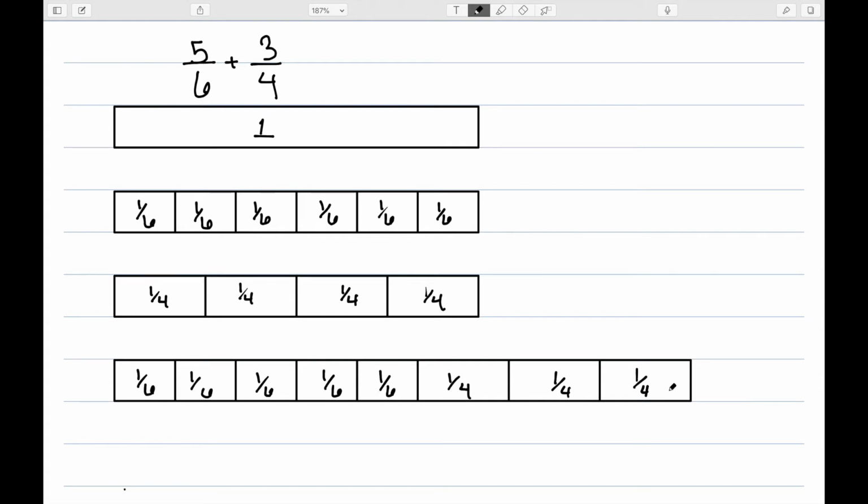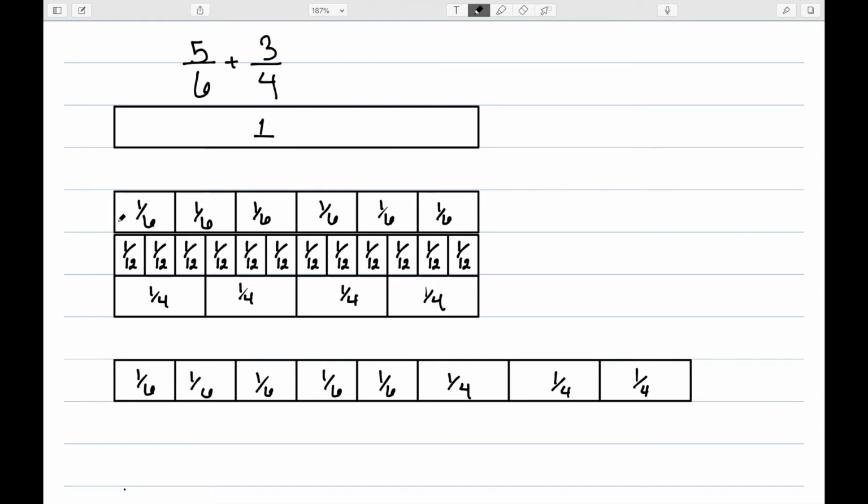However, these parts are different sizes, so it's really hard to add them together and think about how many we have. So instead, we need to break these sixths and fourths up into like parts, something that they share that would make this easier to add together.